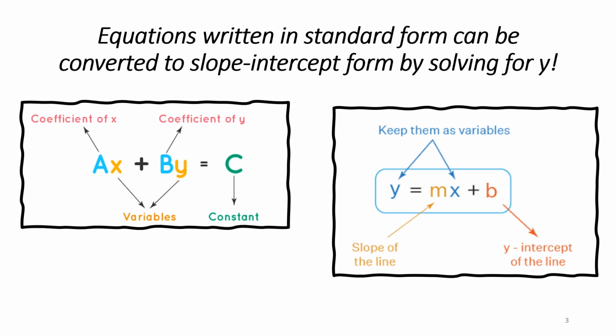As we can see on the right-hand side here, we have slope-intercept form, which is y equals mx plus b. The slope will be m, or the number in front of x, and b would be our y-intercept, which will be our constant. But we can convert standard form to slope-intercept form by simply solving for y.